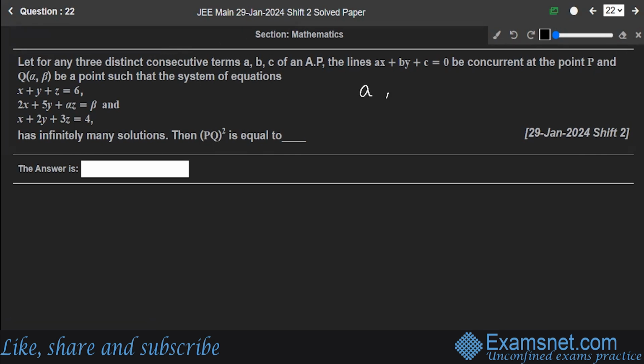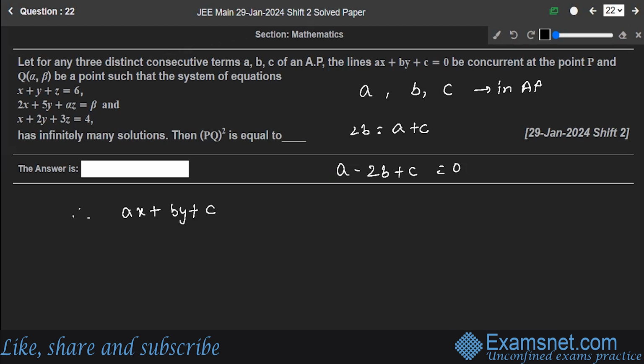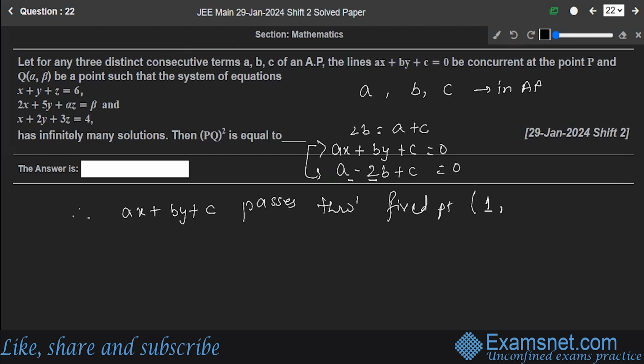Now, first thing, you are given that A, B, C are in AP. This makes 2B equal to A plus C. That makes A minus 2B plus C equal to 0. Therefore, if I compare the line AX plus BY plus C with this equation, it passes through the fixed point. Anybody can tell? This is 1 and minus 2. Now, this is your point P, 1 and minus 2. We are done with half of the sum.